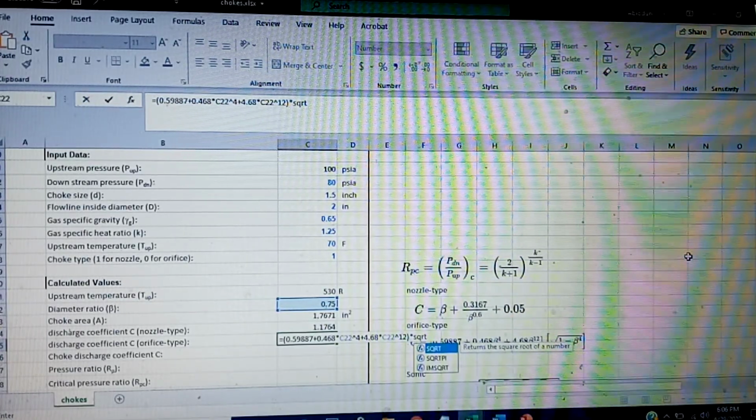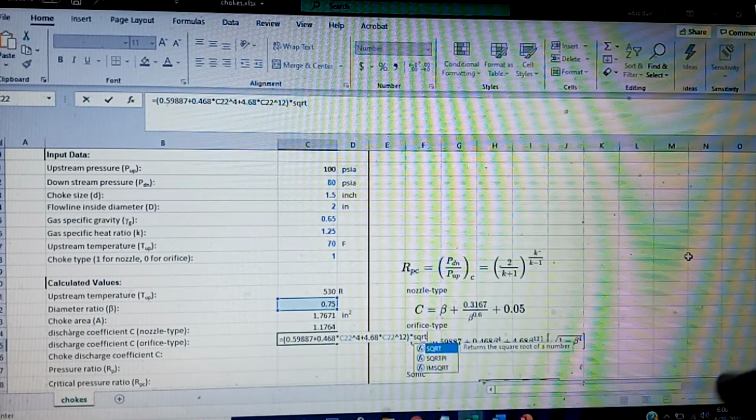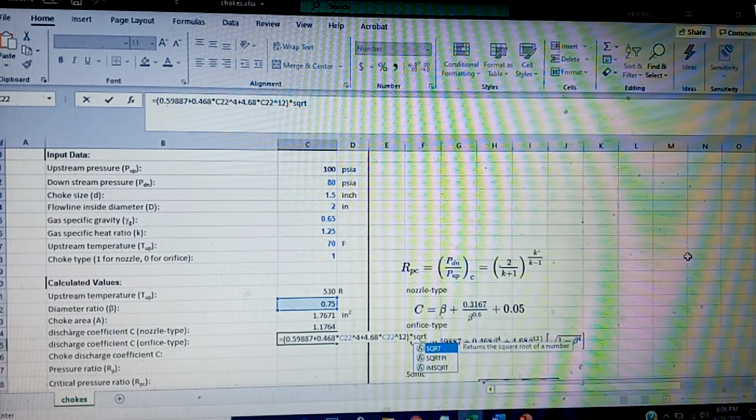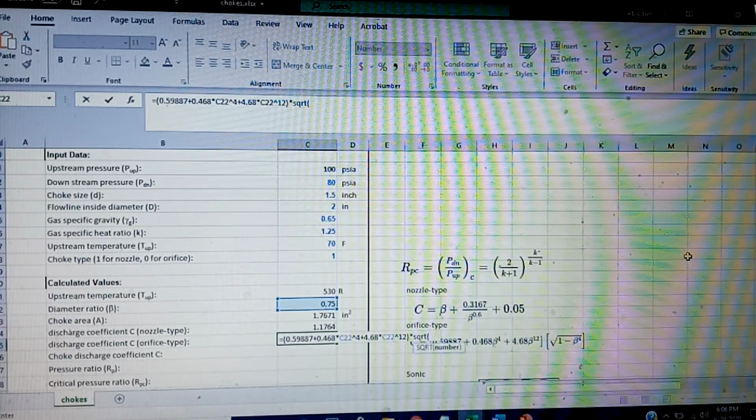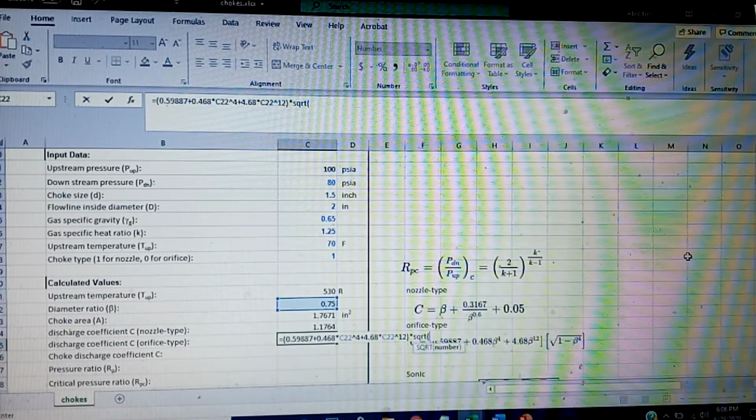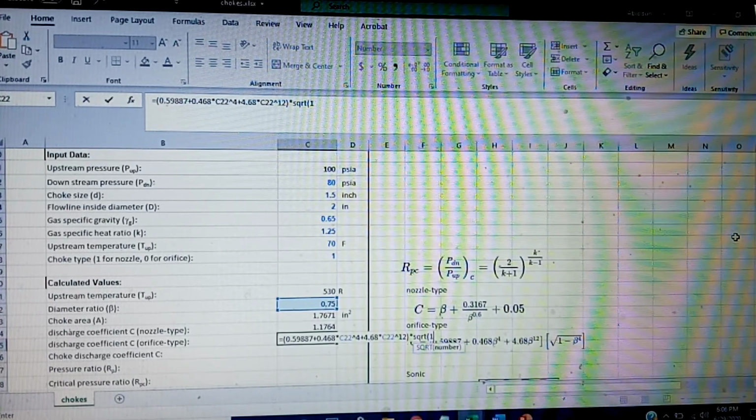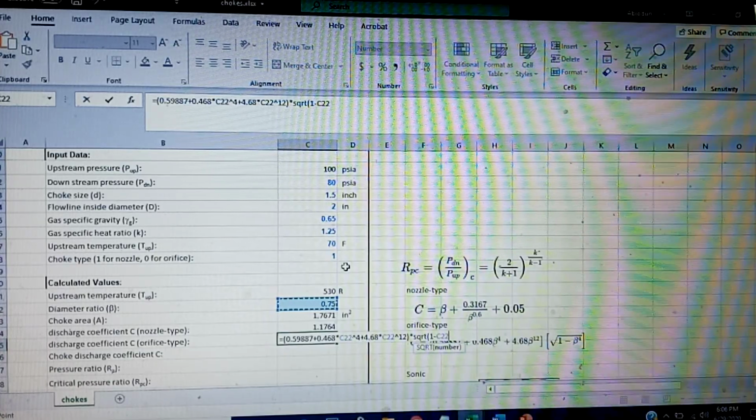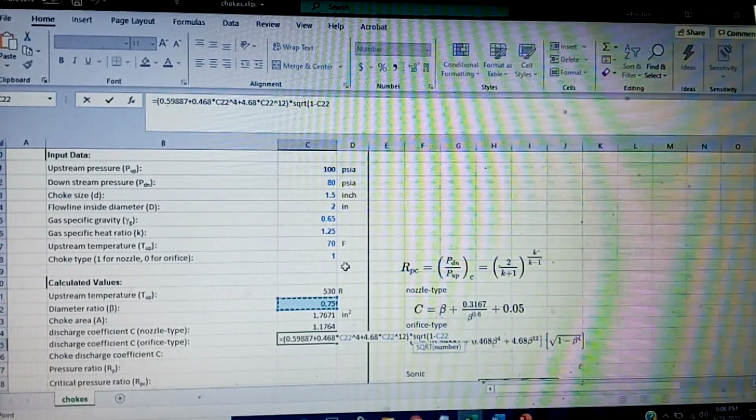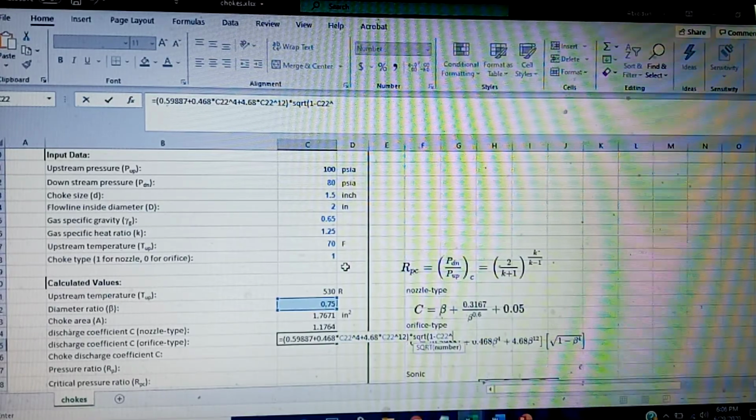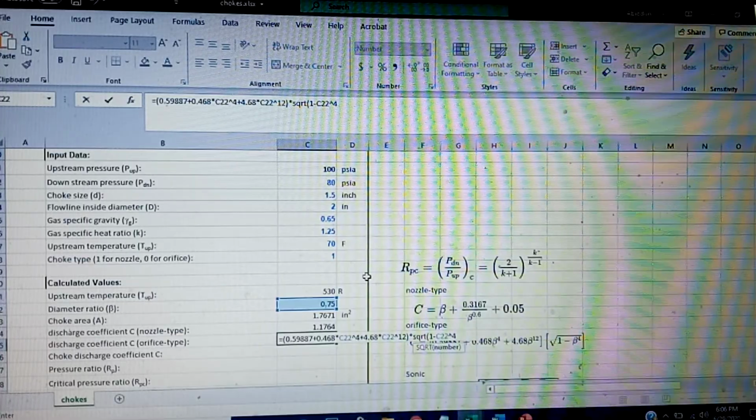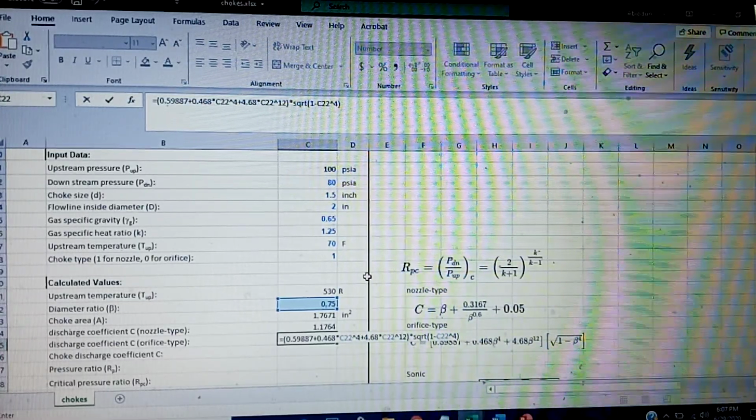SQRT. So I do star SQRT. So I'm going to open the bracket. SQRT of what? 1 minus beta raised to power 4. 1 minus beta. I click on beta again. Cap 4. Shift 6. 4. Then I close the bracket. So actually I will take the square root of that. And that's it.